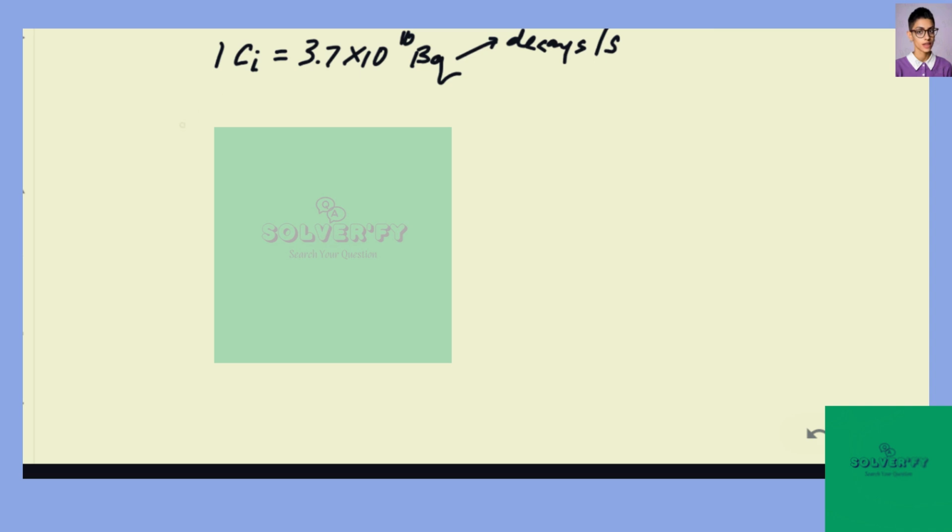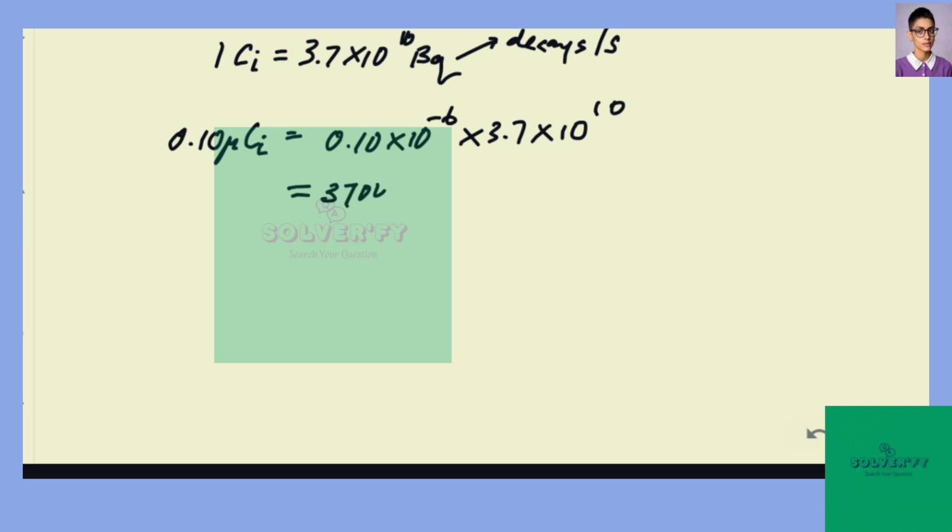Right, and so when we have 0.1 microcurie, this will be equivalent to taking 0.1 times 10 to the power minus 6 times 3.7 times 10 to the power of 10, which is equal to 3700 decays per second. Right, so this is the number of decays per second.